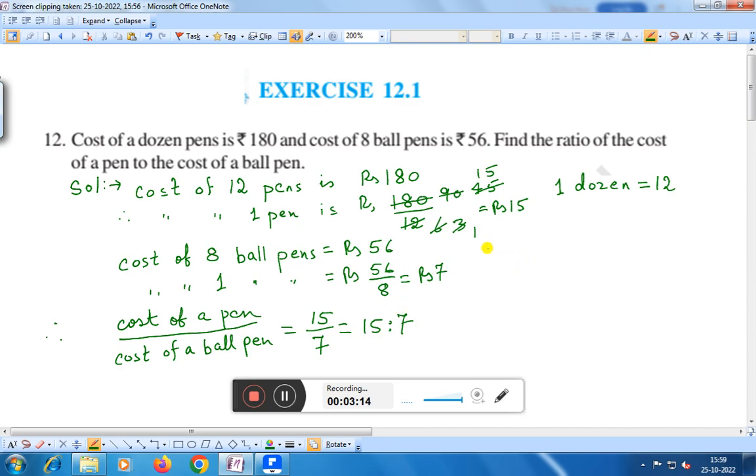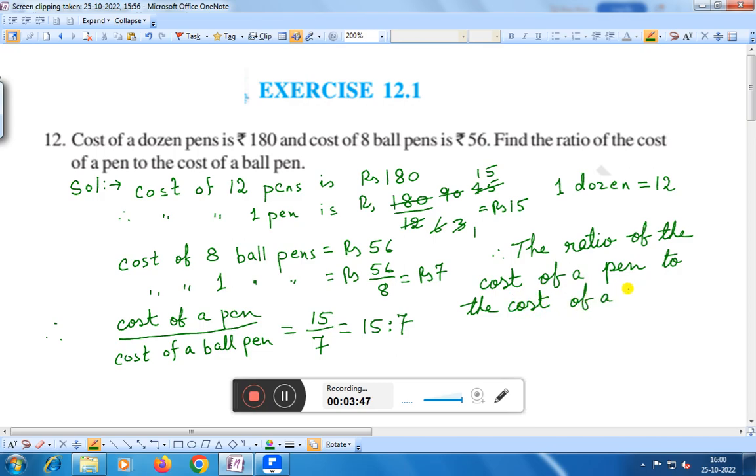Therefore, we can say the ratio of the cost of a pen to the cost of a ball pen is 15 is to 7.